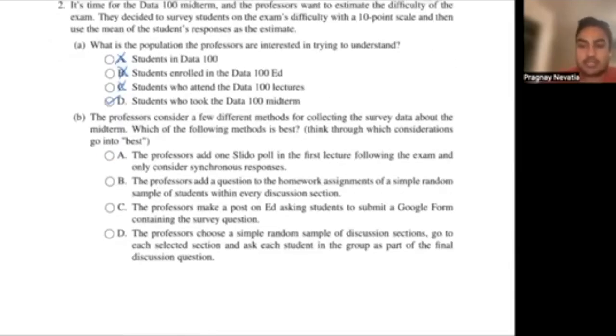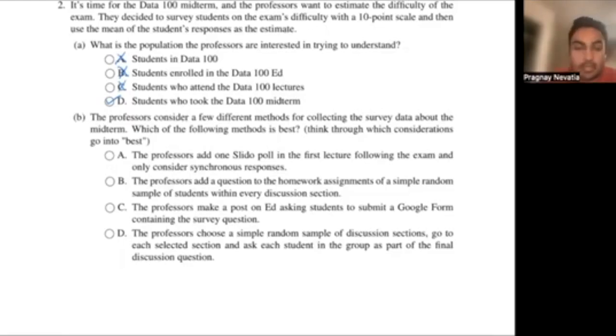Okay, so part B is a very interesting question. Here you are given a few different methods for collecting the survey data about the midterm, and you're asked which of the following is the best. So again, there are some deficiencies in all of these methods, and we could talk about them, but you have to be able to select the best method possible in order to minimize bias and also have maximal responses. Okay, so I'm going to go over it one by one.